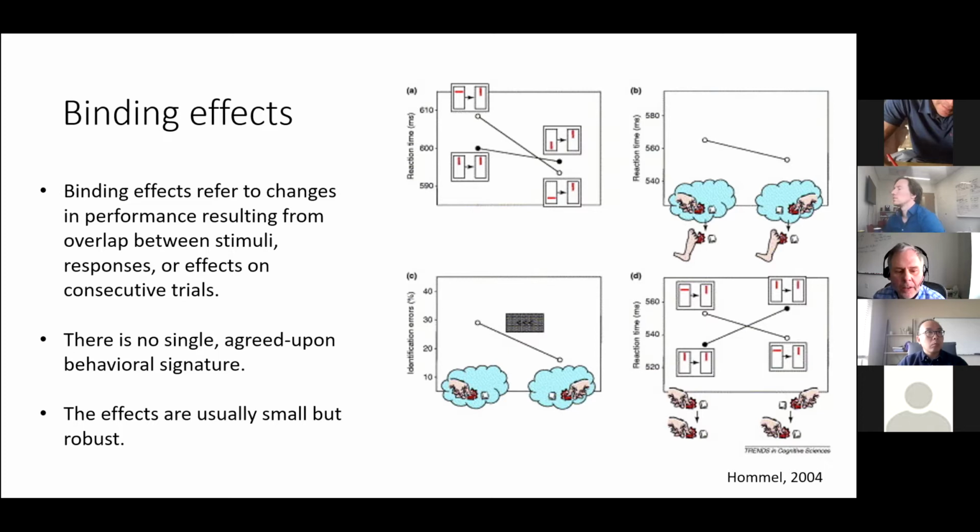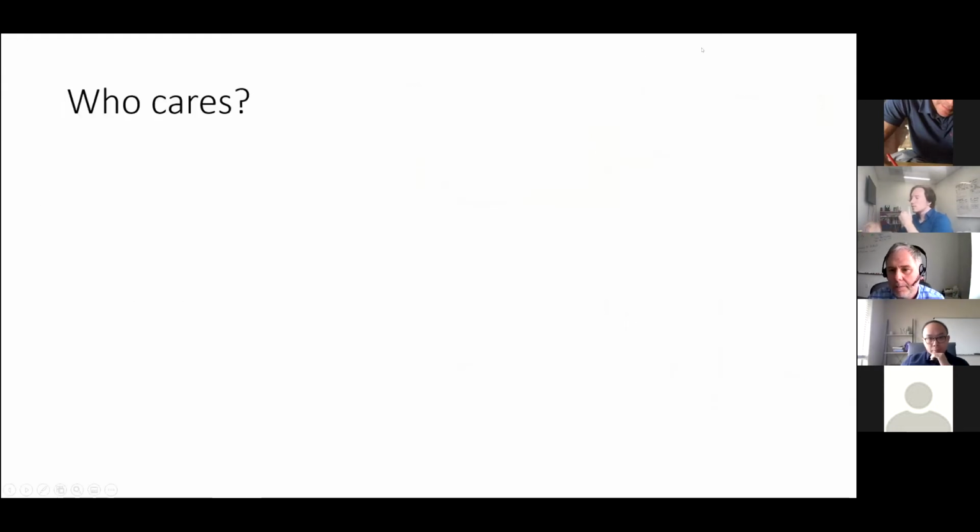And another interesting thing to me about them is that these effects are usually pretty small. As you can see, if you're looking at the y-axis here, they're in the neighborhood of 10, 20, maybe 30 milliseconds, but they tend to be quite robust, and you don't need a lot of subjects. So who cares?